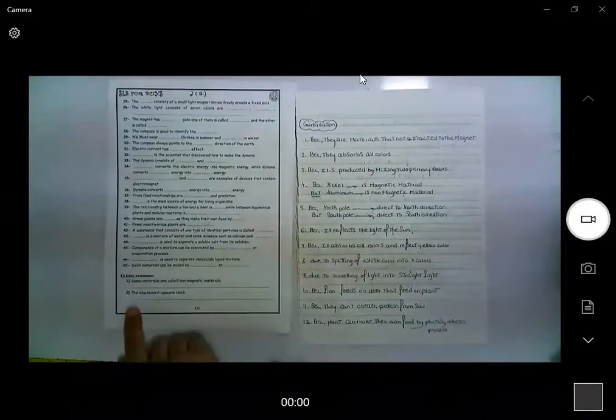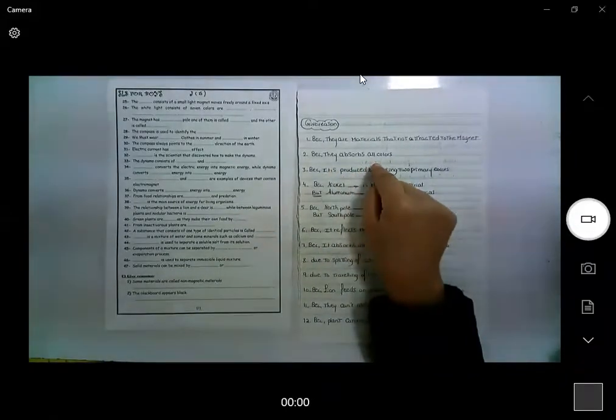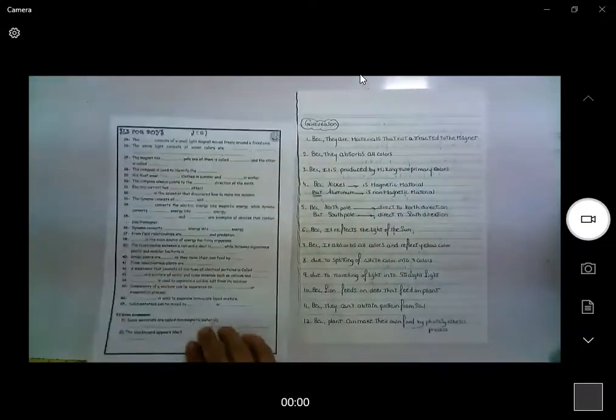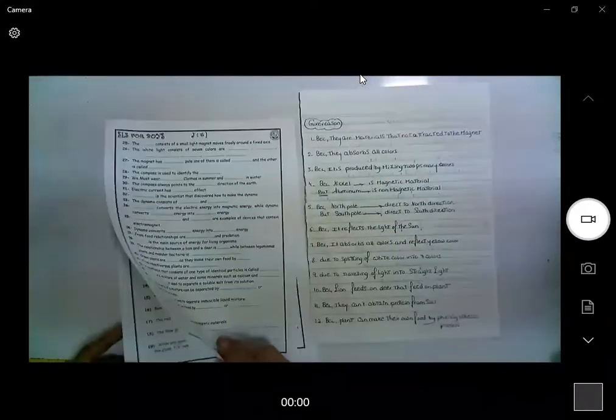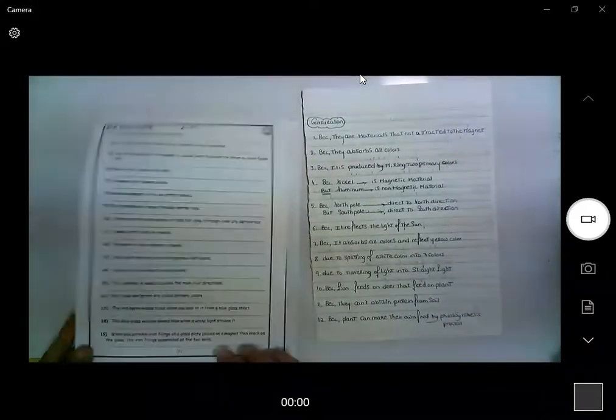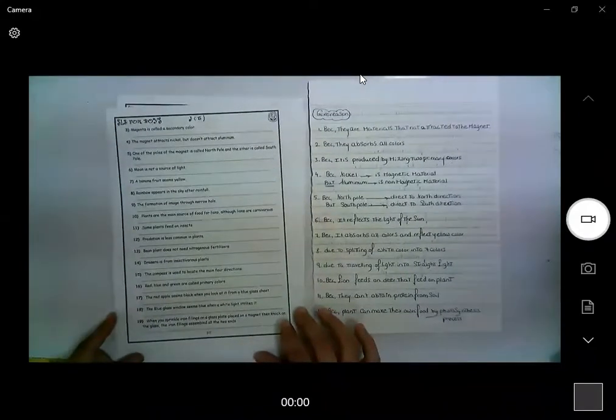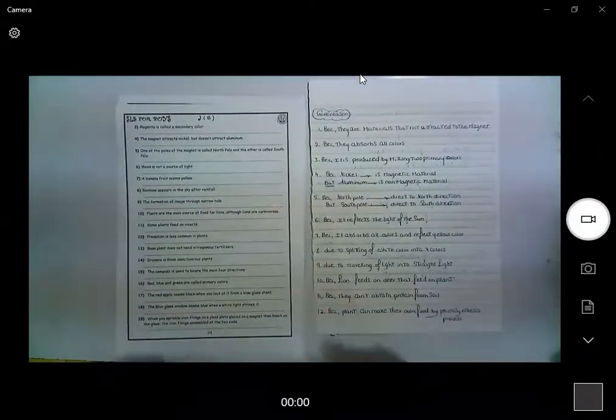Number two, the blackboard appears black. Why does the blackboard look black? Because it absorbs all colors. But if I told you the whiteboard appears white, its opposite will be that it reflects all colors. So black absorbs all colors and white reflects all colors. Sometimes you're confused between black and white. Black absorbs, white reflects. Okay?